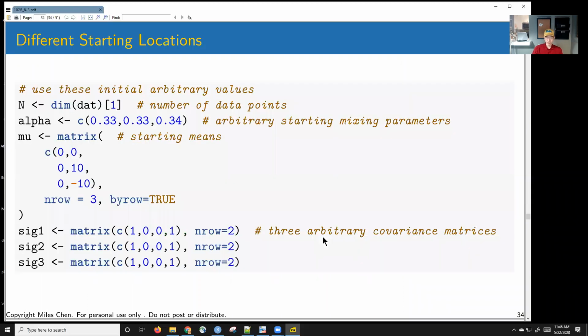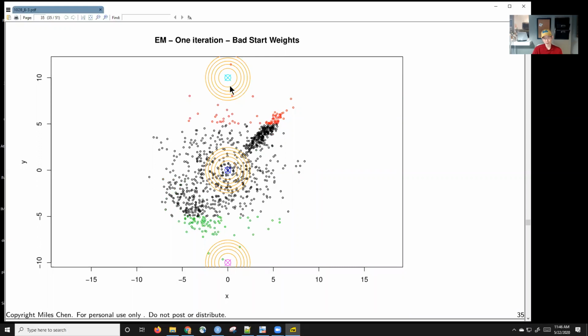Here I just started off with some different starting weights. I'm going to start like this. Naturally, when we do the initial assignments, these are the assignments that happen. And again, everything is probabilistic, it's not just green and not just red. The plots are misleading in that I can only color them with one color, but everything is probabilistically assigned.